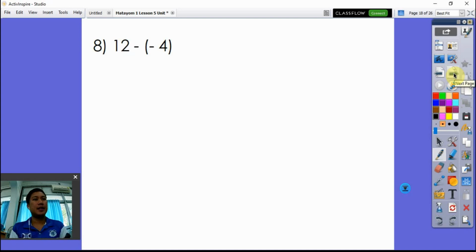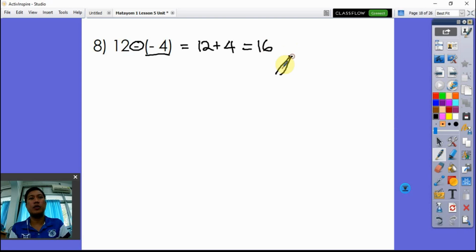Let's have number 8. Okay, write the first number. Change the sign to plus. Change to its opposite, which is 4. So 12 plus 4 equals 16. Okay, so 12 plus 4 is equal to 16.